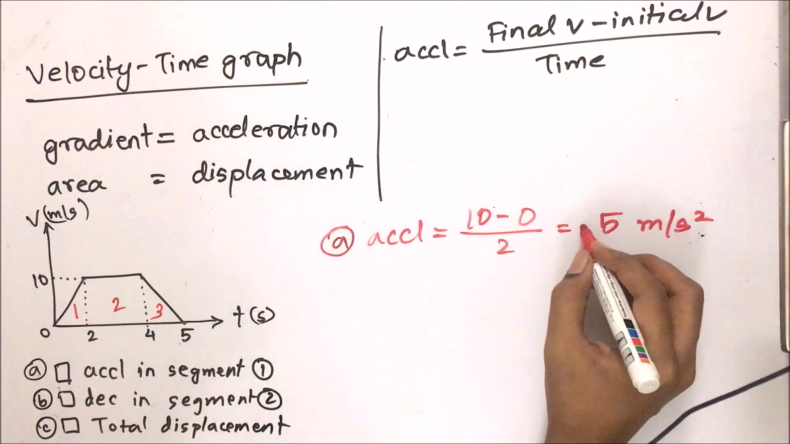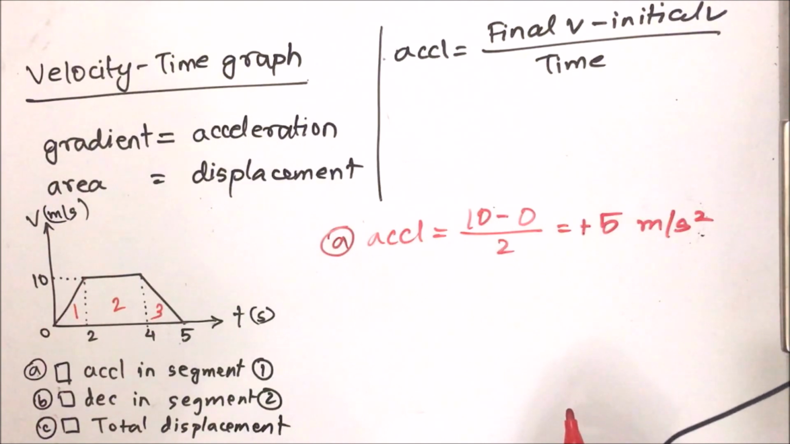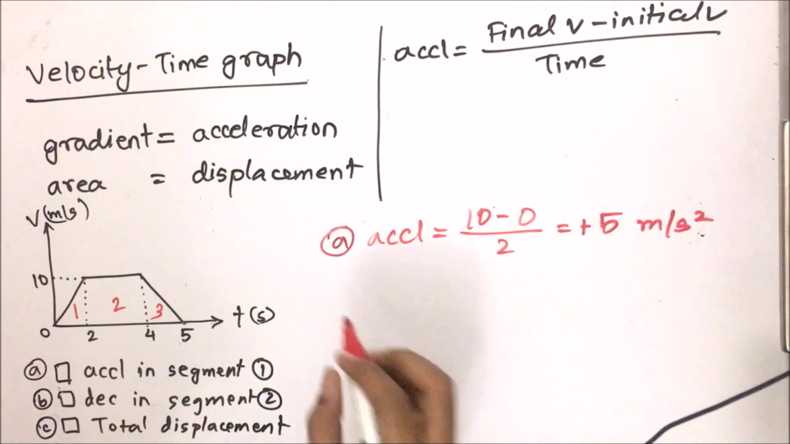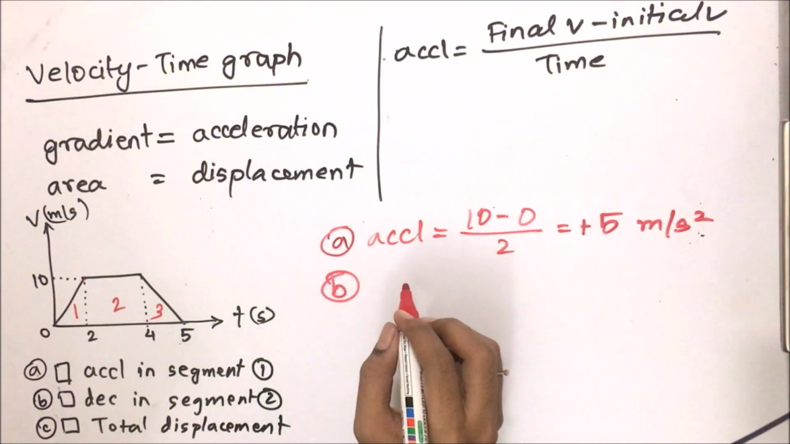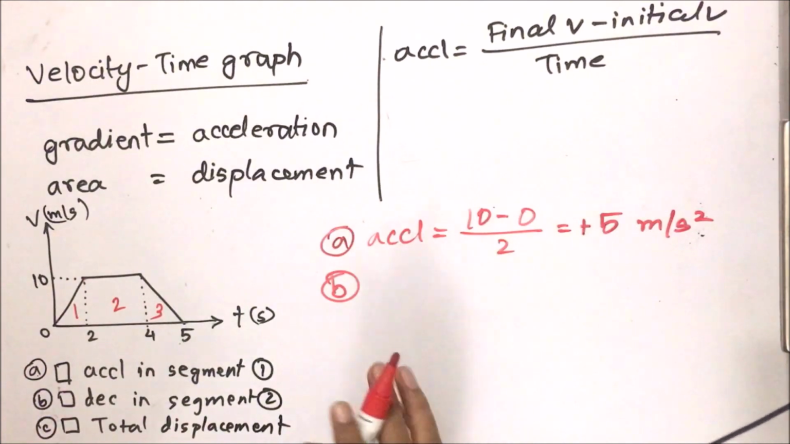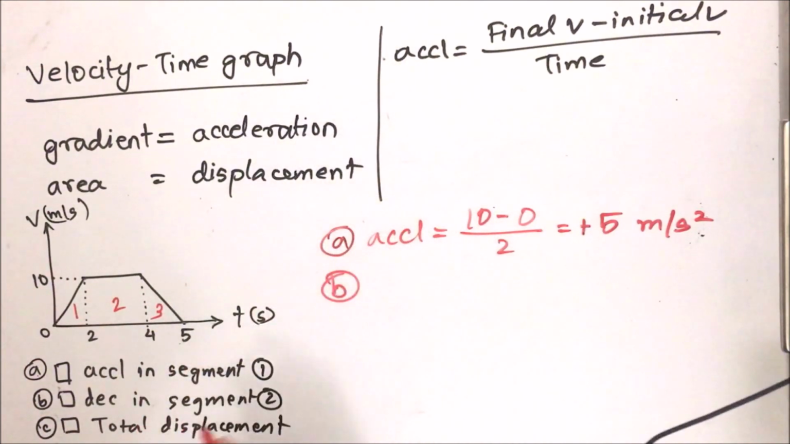You might as well want to put a positive sign indicating that the particle is indeed accelerating, not decelerating. And we will see why that happens in part B. They ask for the deceleration in the third segment. But let us continue with the formula of acceleration.